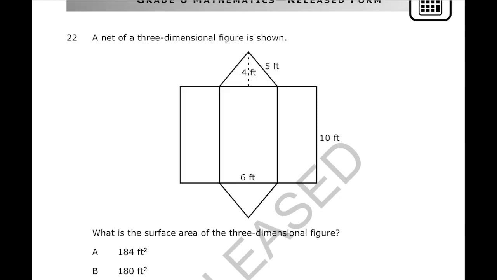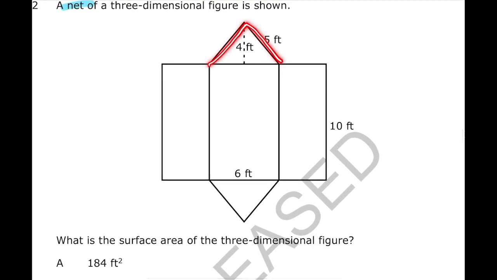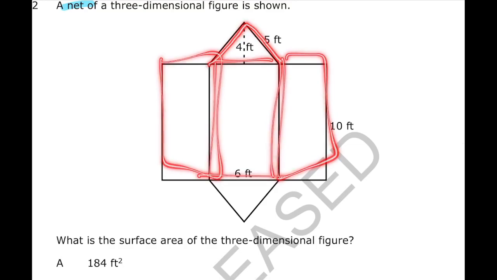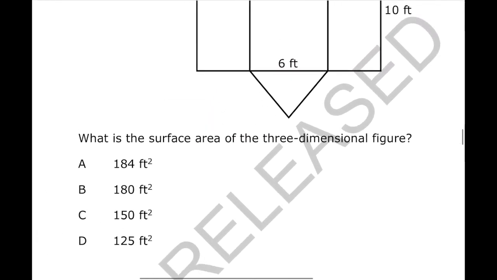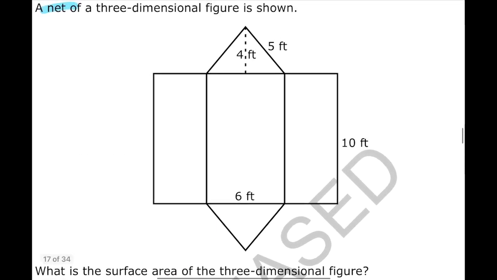All right, number 22, it shows us a net of a 3D figure. And when we say net, that just means it's a three-dimensional figure that has been cut apart, kind of like a cereal box or something. So we have this triangular prism that's been chopped up and laid out flat. And it asks us to find the surface area. When it says surface area, we're just finding the area of every face and adding it all together.